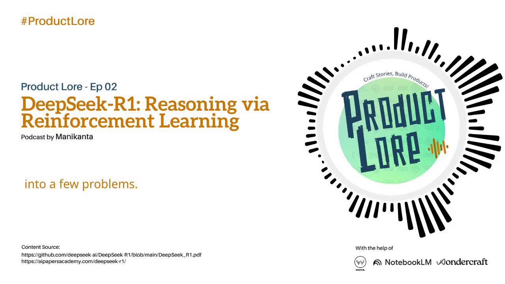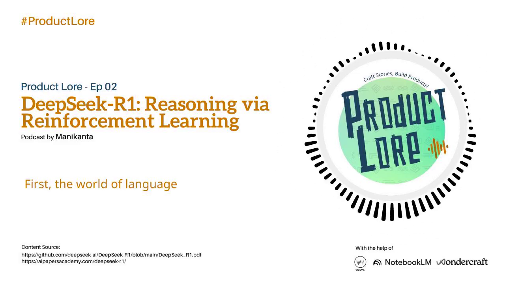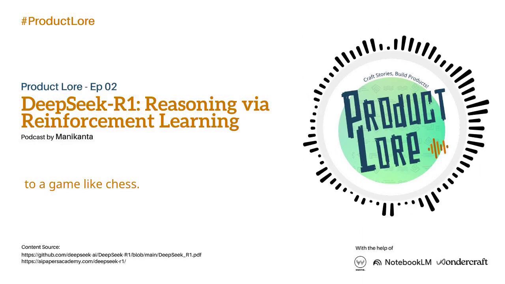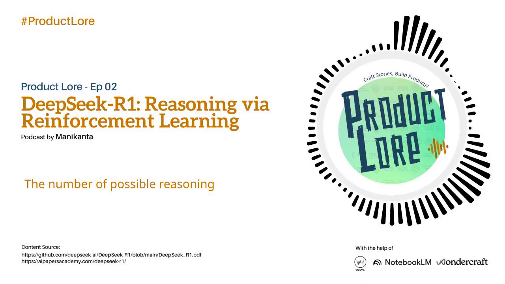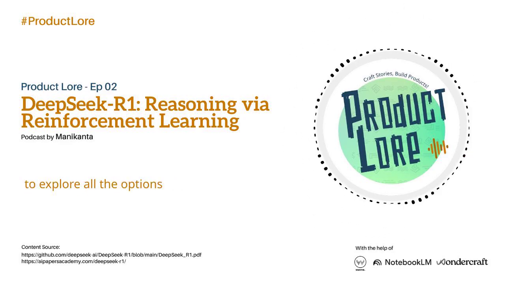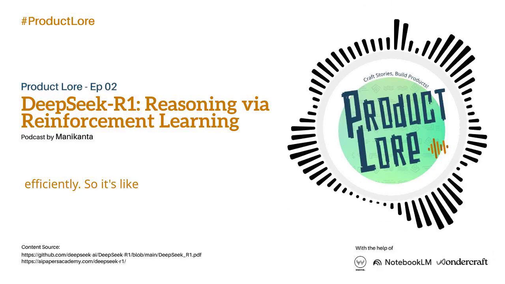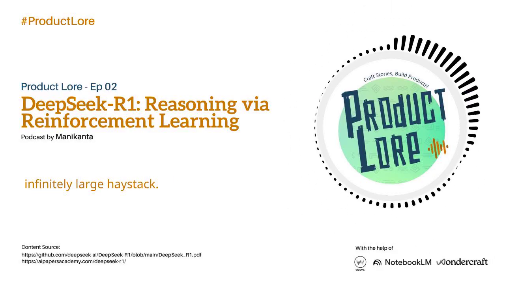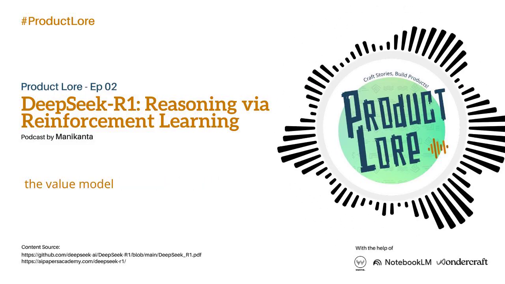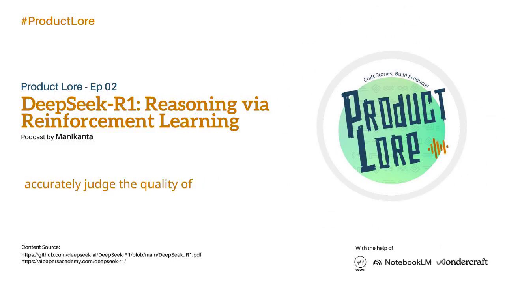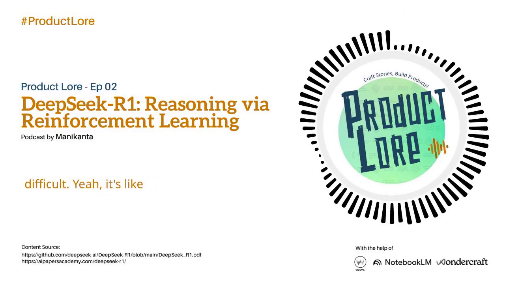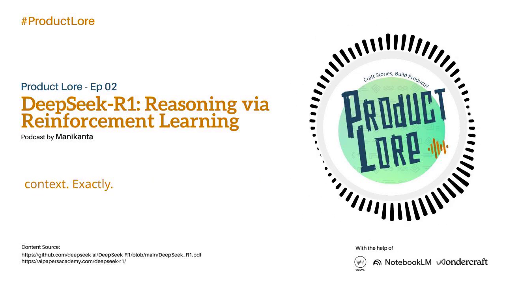And to guide this exploration, they used a pre-trained value model that could estimate how good each reasoning step was. So they had this separate AI model acting as a guide, helping DeepSeek-R1 make the right moves. Exactly. But they ran into a few problems. First, the world of language and reasoning is so vast and complex compared to a game like chess. The number of possible reasoning paths can just explode, making it really hard for MCTS to explore all the options efficiently. So it's like trying to find a needle in an infinitely large haystack.